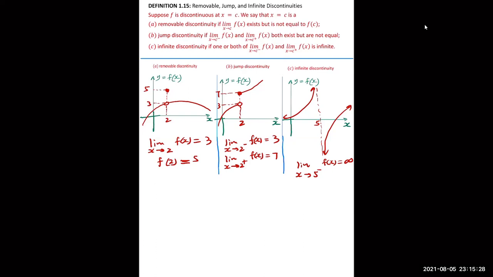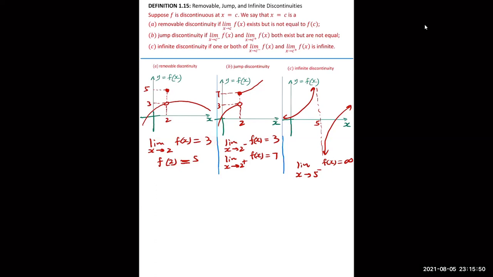Removable discontinuity means your limit exists, but the limit value is not equal to the function value. Here is an example. The limit exists: the limit as x approaches 2 of f of x is equal to 3, but the function value at x equals 2 is 5, which is different from the limit value. In that case, we have a removable discontinuity.